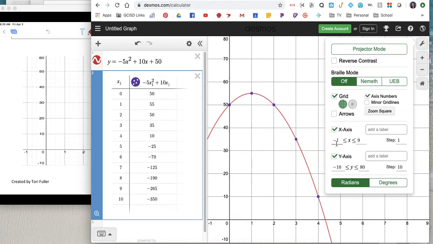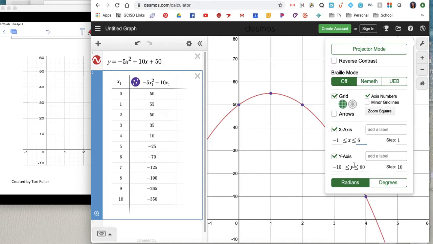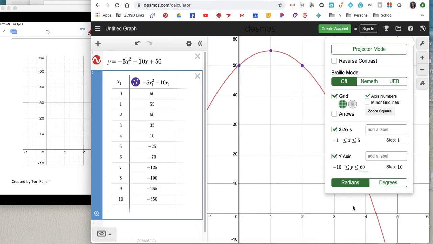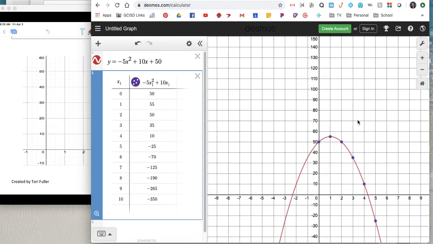We're going to make x go from -1. I only need to go to 6. And for the range, I want -10 to 60 instead of 80. Okay? All right.